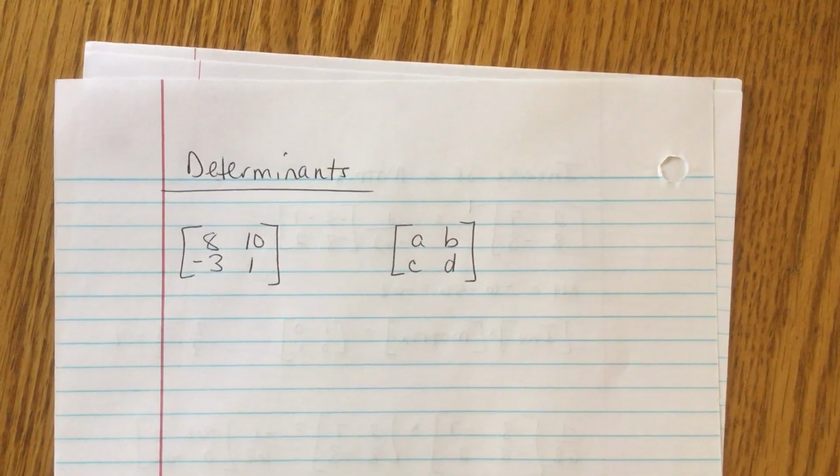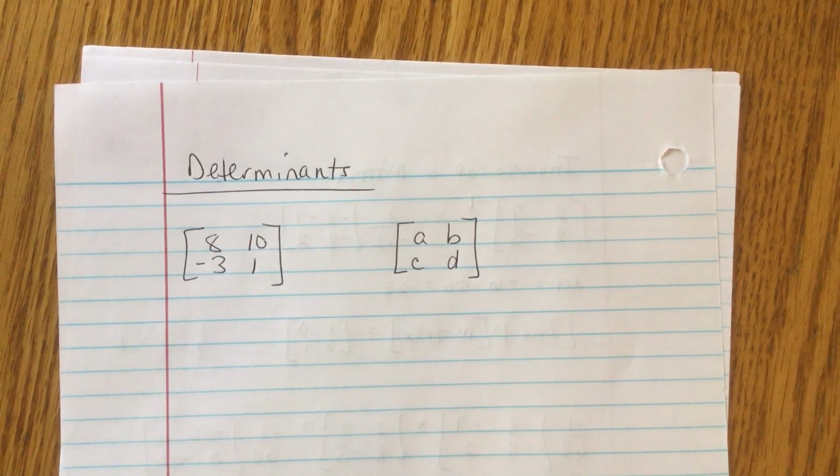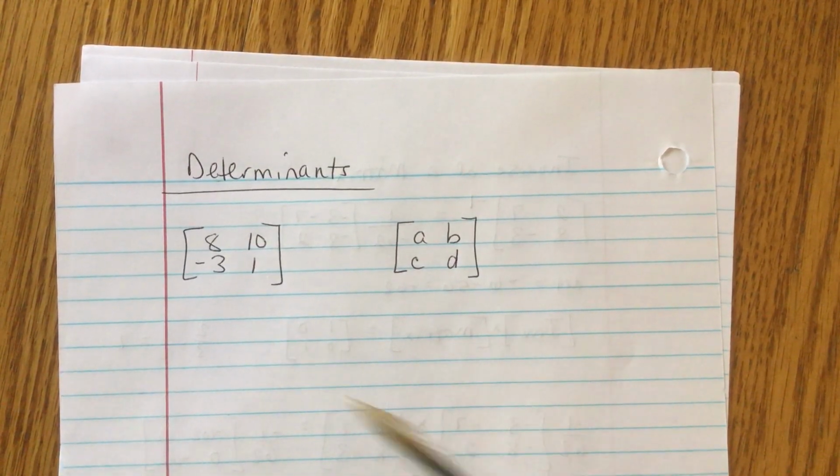Okay, I'm going to show you how to find determinants of a matrix now. It's really simple if it's a 2 by 2. And you can't find the determinant of something that's not square. So you wouldn't find the determinant of a 2 by 3 or a 4 by 5 or something like that. So if you have a 2 by 2, it's really easy.